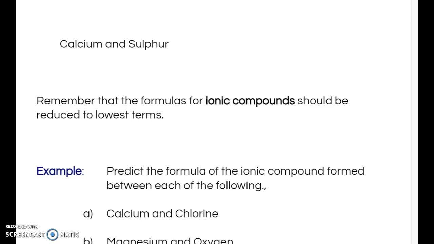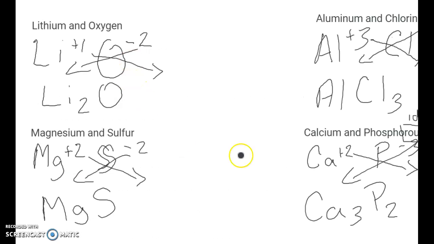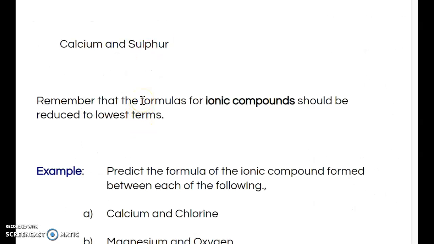of atoms. For example, for every 3 calcium ions there are 2 phosphorus. For every 1 aluminum, there are 3 chlorine. For every 2 lithium, there is 1 oxygen. For every magnesium, there is an equal part sulfur. So it's really important to remember that ionic compounds represent a ratio, and they always need to be put into lowest terms.